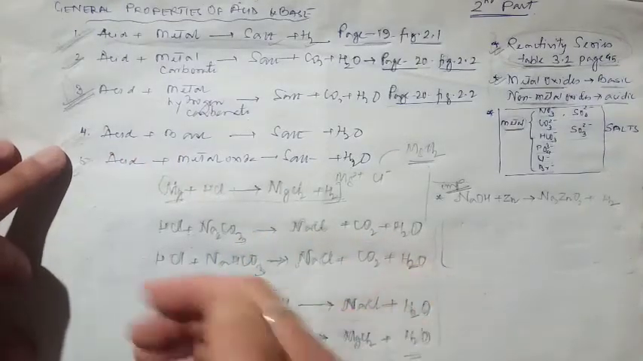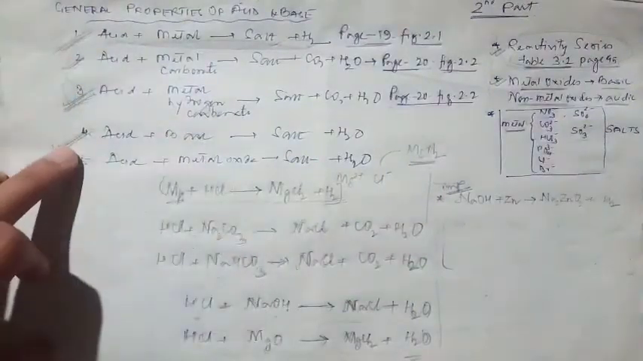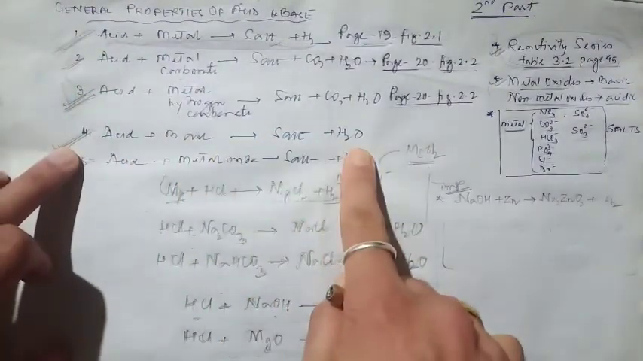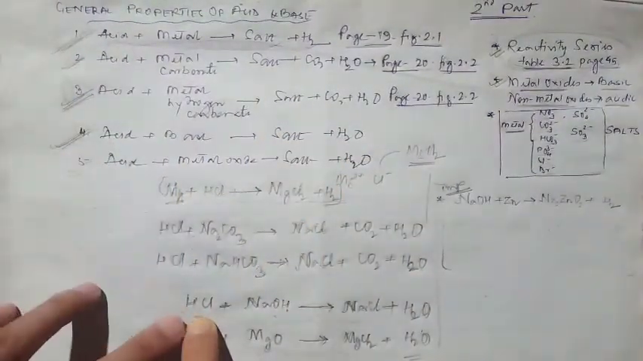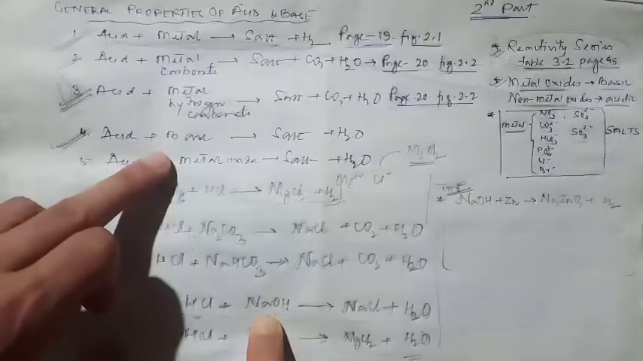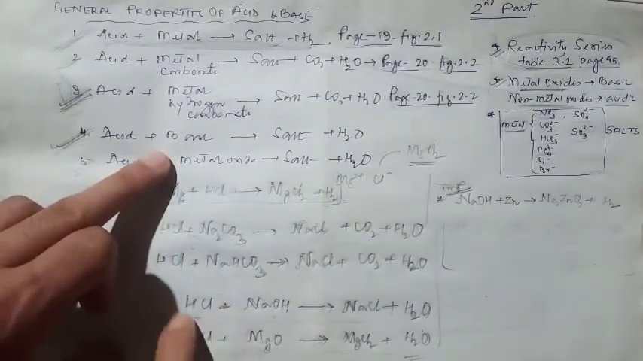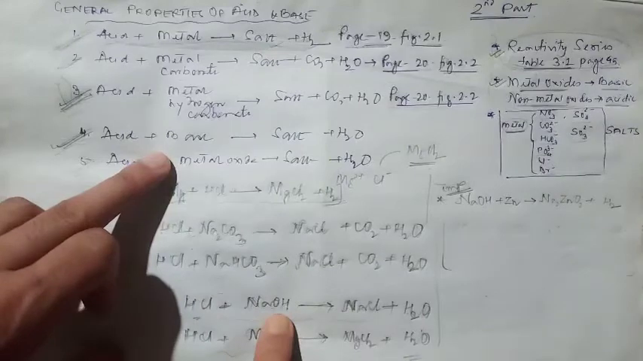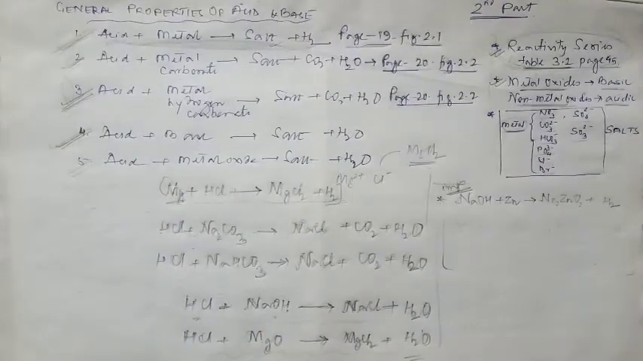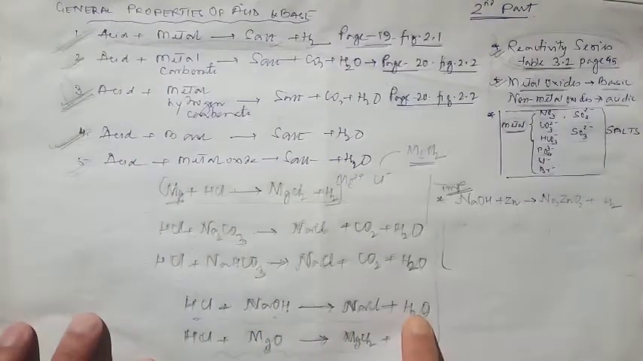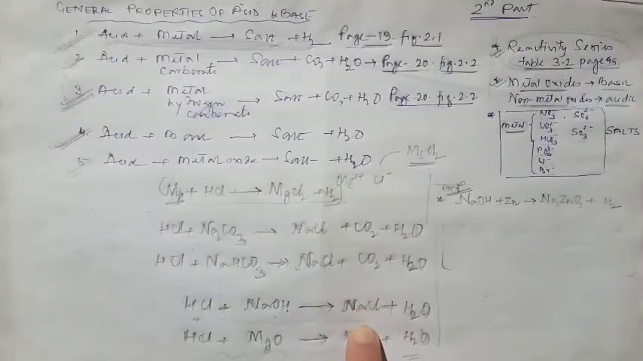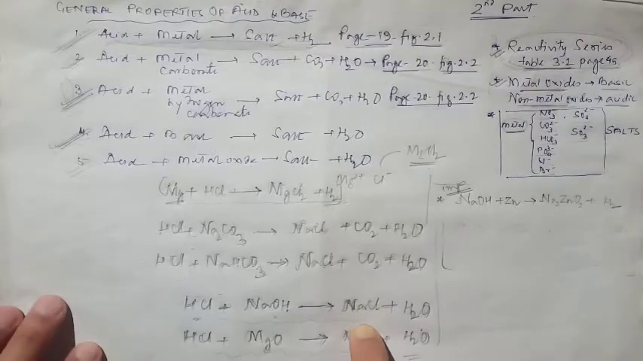Now the third important property is acid plus base gives salt plus water. Acid, so HCl is acid, NaOH is a base. So in acid-base reactions, student, acid and base combine to neutralize each other's effect to give us salt and water. So this is salt. Now student, when I say salt, you understood what is the meaning of a salt.